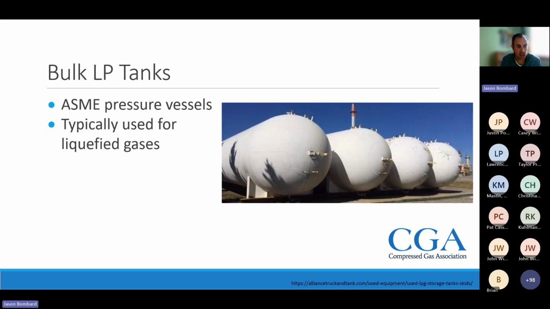For liquefied gases, you'll have your ASME bulk pressure vessels, and these can be huge in size. I've seen 30,000 gallon. I believe they make even much larger than that. But their specifications are similar to how you make the bulk transports or the low pressure cylinders. Just these are made to the ASME specifications rather than DOT.